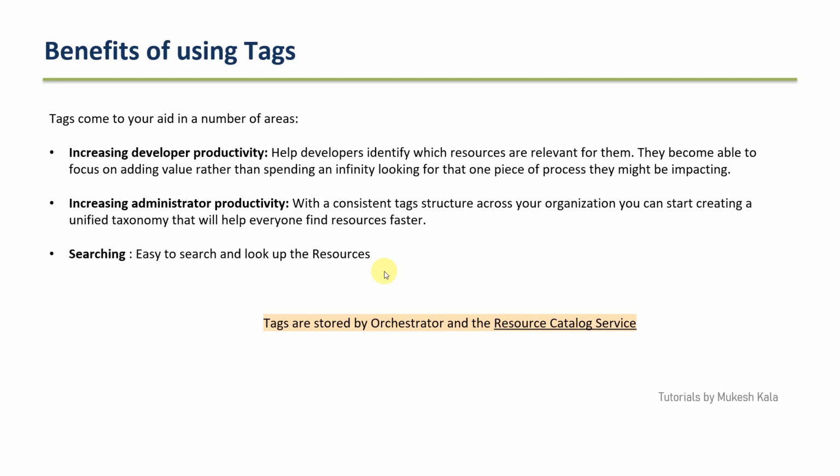Now, an important thing to remember here, tags are stored by orchestrator and the resource catalog service. Okay, so whatever tags we create are stored by the orchestrator, and there is something called the resource catalog service, right? Now this is a new term which I have highlighted, resource catalog service. Before we drill down more into the tags, we need to understand what this resource catalog service is.